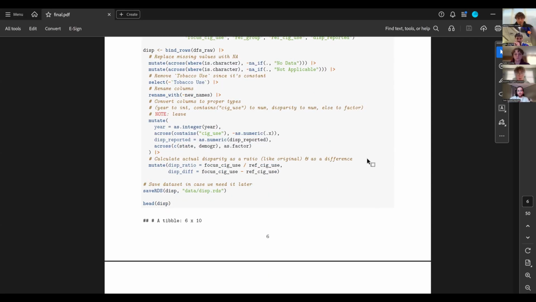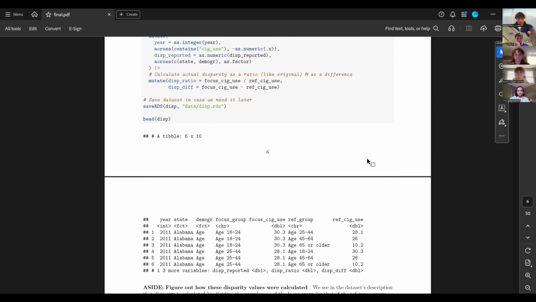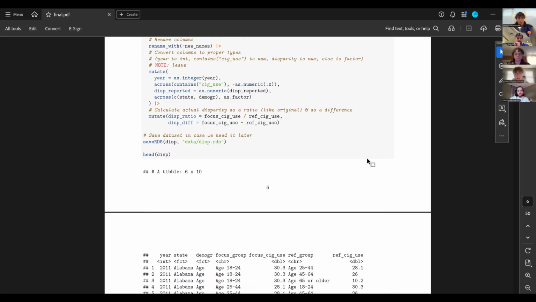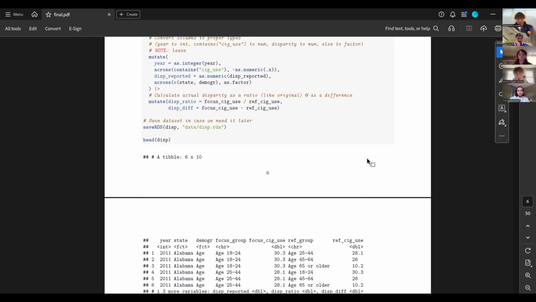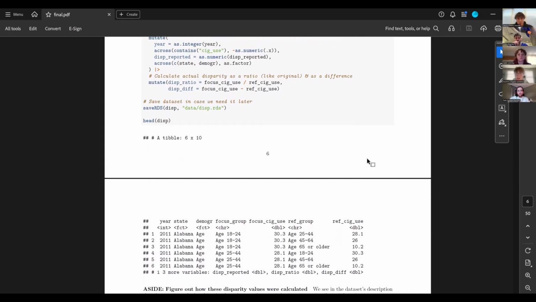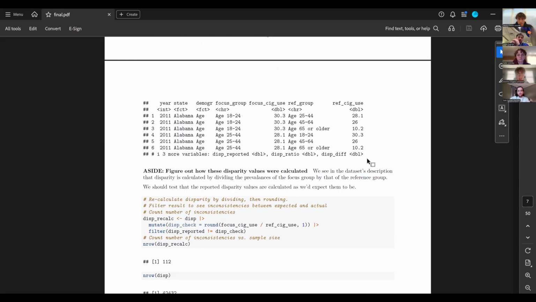We also fixed the data types. For example, the year variable, we converted to an integer. Prevalence and disparity values, we converted to numeric. Categorical variables like state or demographic type were converted to factors. This is just so that interpretation in R itself was very easy.